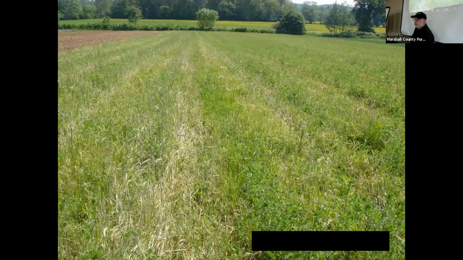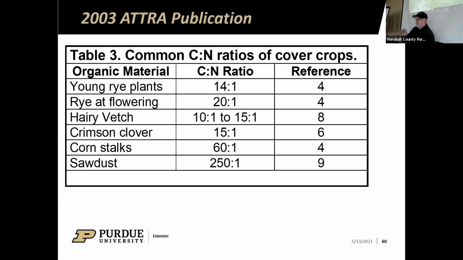Again, this is a picture of rye, and you can see how it can be suppressing. I mean, this is cereal rye. It's good at suppressing weed growth, so it helps manage weeds so you don't have to deal with them during the growing season.